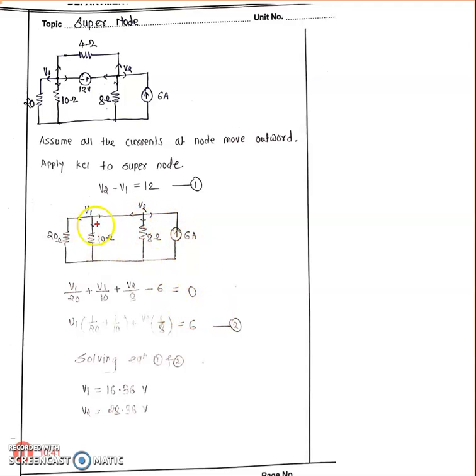Then write the equations. V1 divided by 20, V1 divided by 10. Here nothing is there, so leave it. V2 divided by 8, then minus 6, is equal to 0. So you will get the second equation. The first and the second equation you can solve, and you can get the V1 value and V2 value.